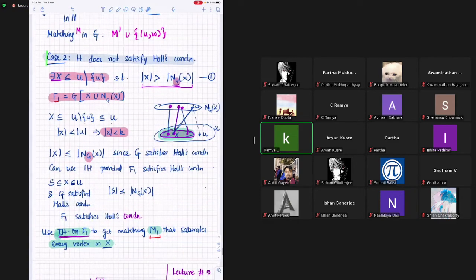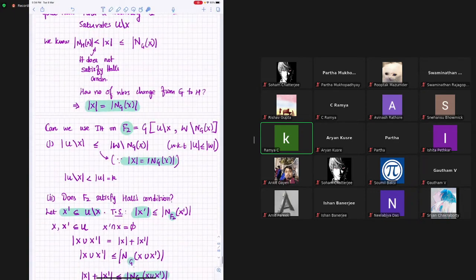This is what caused confusion last time. The moment you realize H does not satisfy Hall's condition, you forget about the graph H. The only information you have is this witness set, right? There is a set X that witnesses the fact that H does not satisfy Hall's condition. So you have to use this set to find a match.